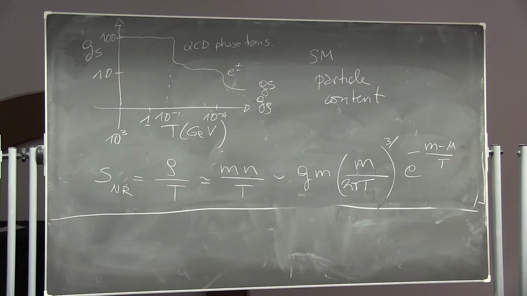Okay? But generically, especially if you don't have a conserved charge for the particle, then this is suppressed by e to the minus m over T, which is a tiny number as long as m is larger than T. And this means that in principle, we practically say that the non-relativistic degrees of freedom have 0 entropy, and we forget about them for the entropy discussion.